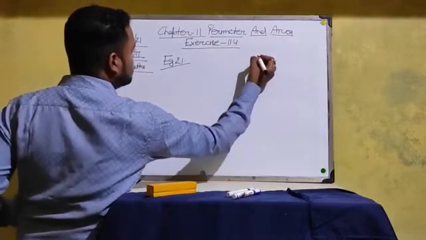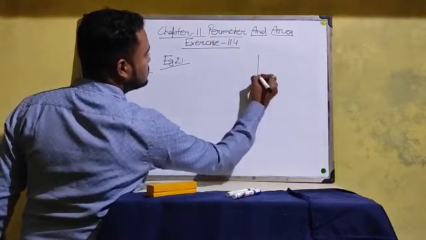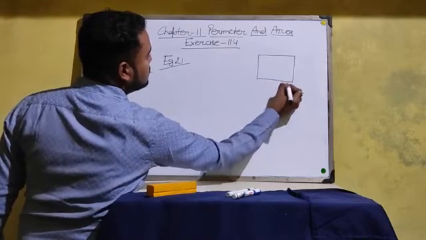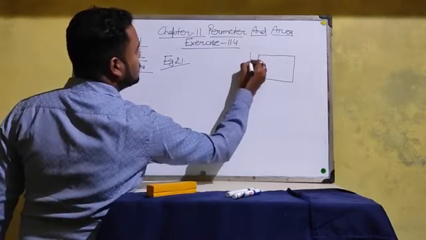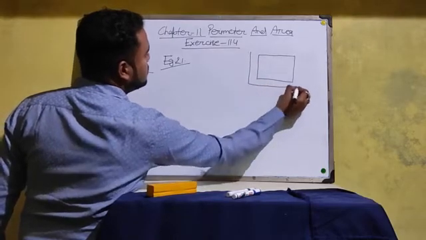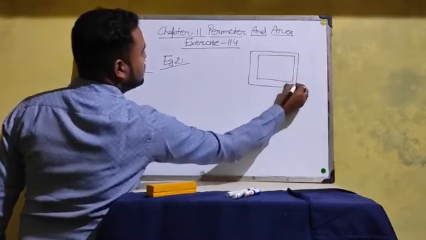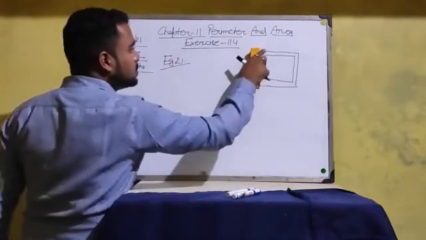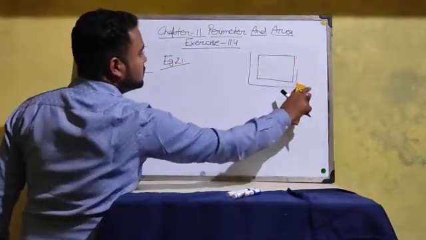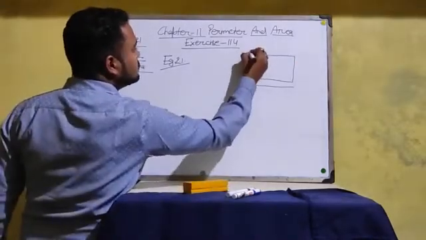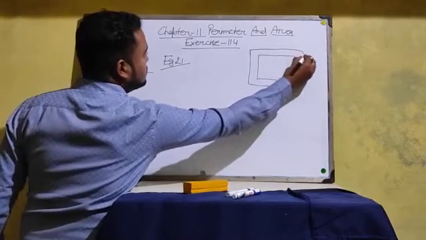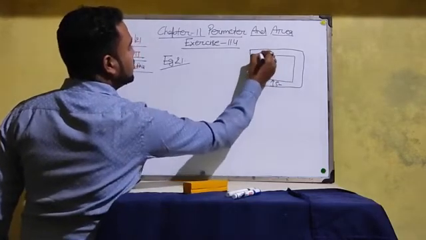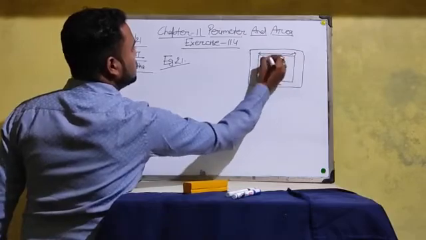There is a square park, and around it there is a path running of 5 meter outside of the square park, all over the park, and the side of this square is 100 meter.